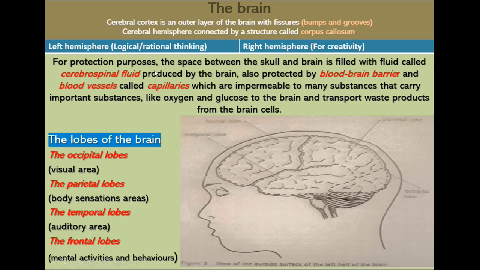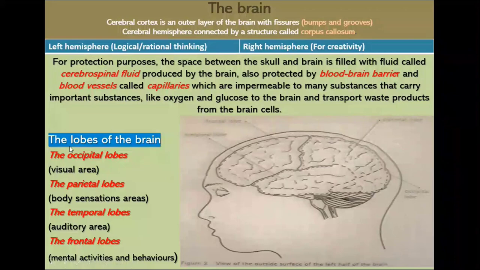Okay, let's start afresh. For protection purposes, the space between the skull and the brain, what do you find? You find a fluid called cerebrospinal fluid, produced by what? By the brain. Also protected by blood-brain barriers and blood vessels called capillaries. What's the importance of these capillaries? They make sure there's enough oxygen and glucose for the brain to function effectively. Then they transport the waste products out of the brain. That is the capillaries. They are the most important. They take the harmful substances out of the brain.